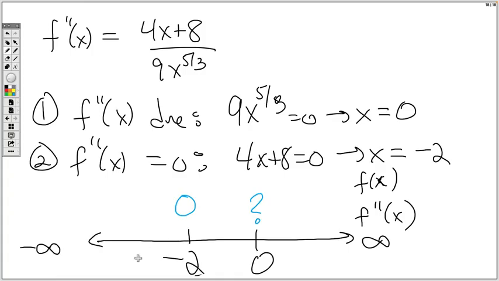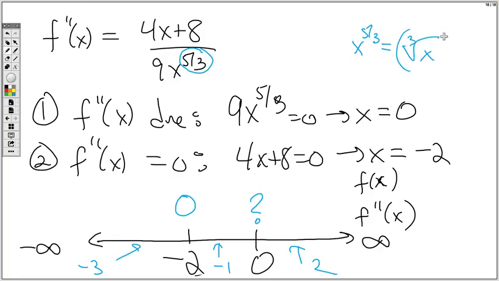-2, second derivative was 0, and now we test. Whatever you want to test. Now when it comes to this denominator, 5/3, once again, the 3 represents the root, and the 5 is the power. So these are both odd powers. So negative numbers to odd powers are going to stay what? Negative. Positive numbers to odd powers are going to stay positive.